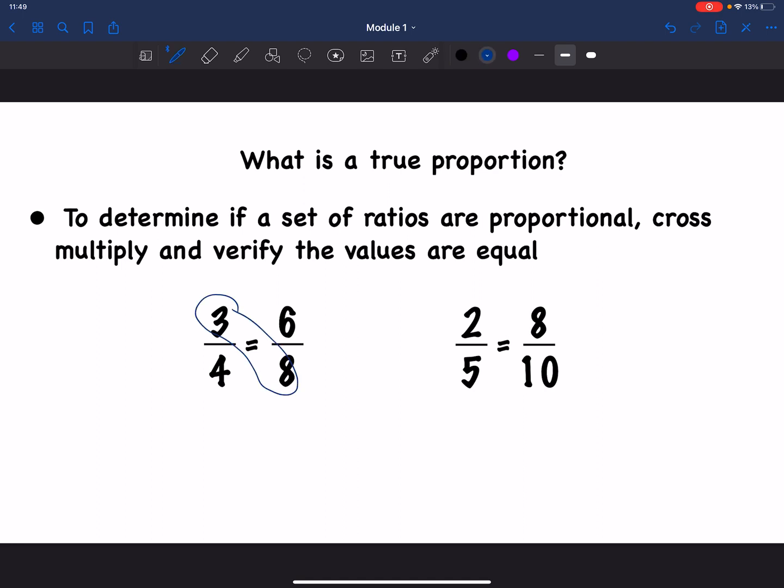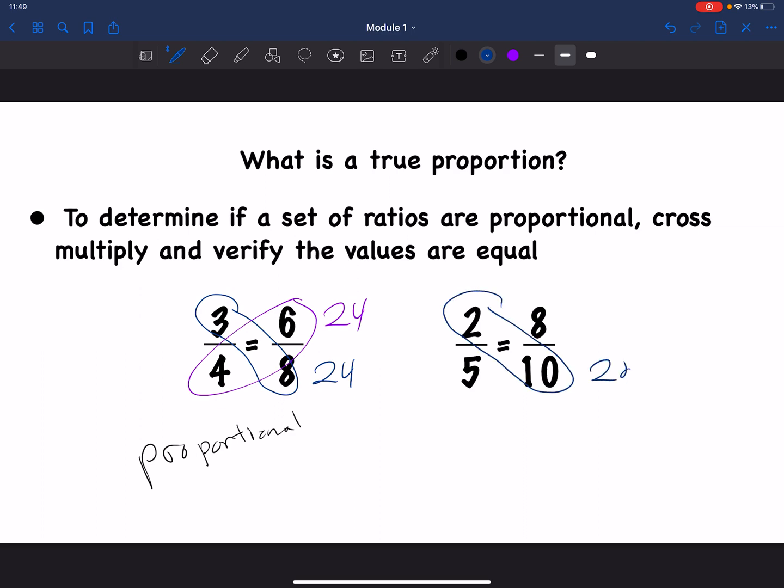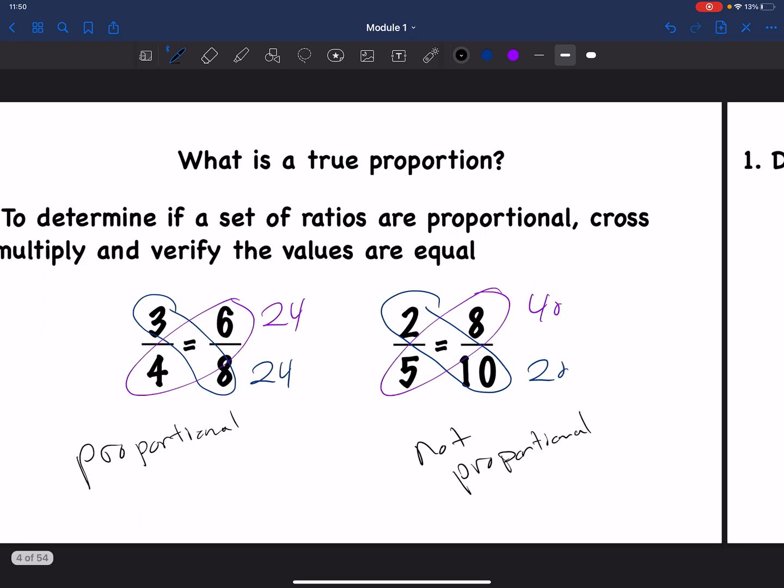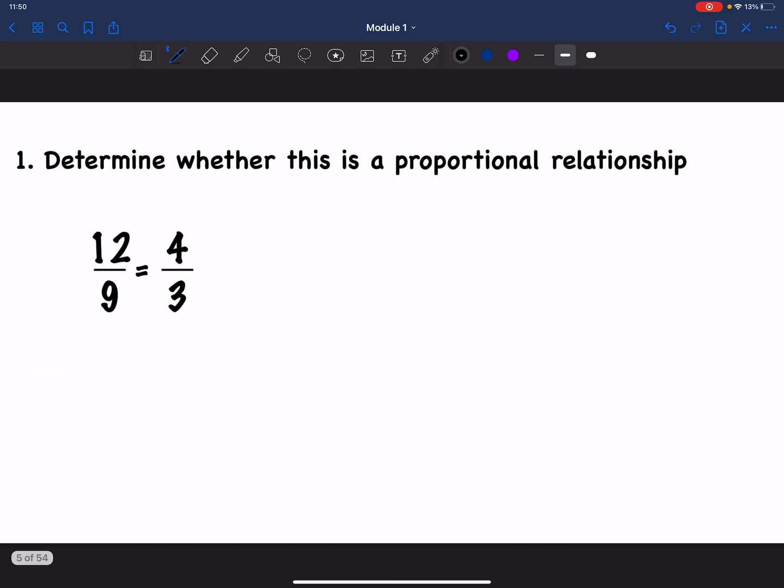So 3 times 8 is 24. 4 times 6 is also 24. So this is a proportional relationship. We'll do the same thing with the next one. 2 times 10 is 20. 5 times 8 is 40. These values are not equal, so this is not proportional. Right, let's look at our next one.